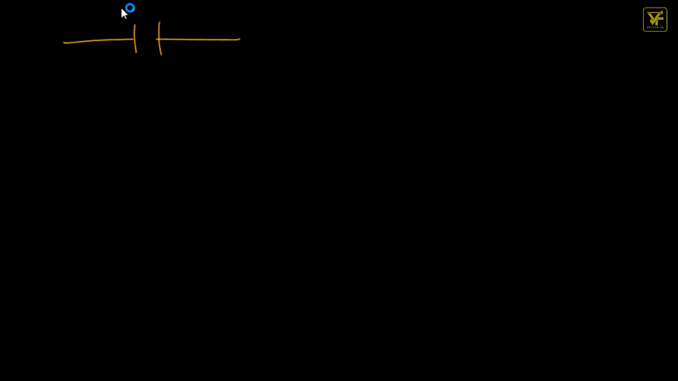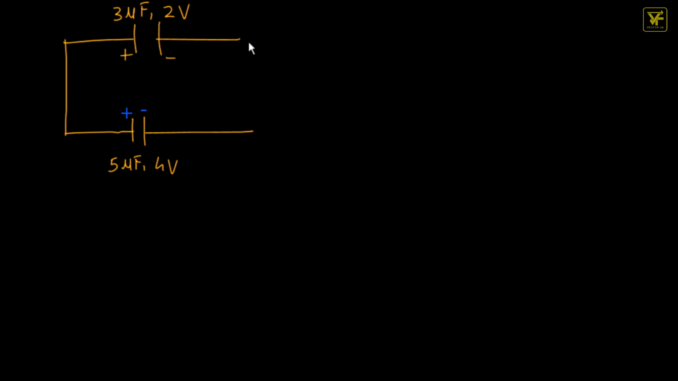So if I have a parallel plate capacitor, say it is of 3 microfarads and it is already charged with 2 volts such that this is the positive and this is the negative plate, and I have another capacitor which is of 5 microfarads and the potential at which it is charged is 4 volts. Now these two capacitors are connected to each other. What will happen when the capacitors are connected this way?